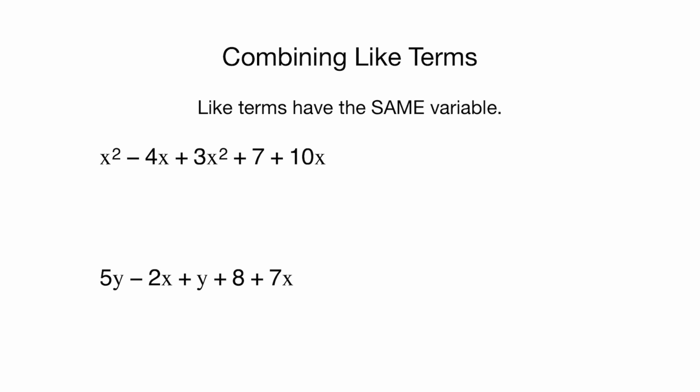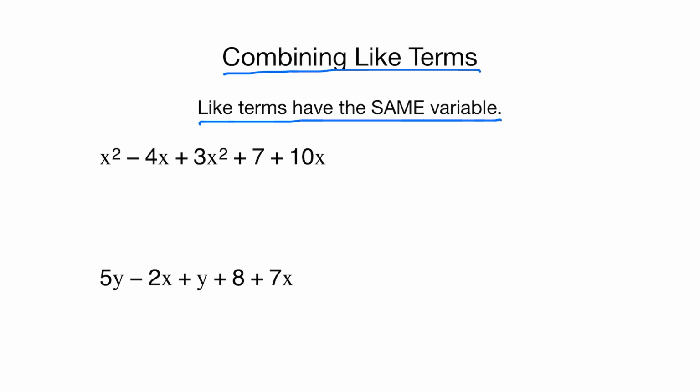In this video, we will discuss combining like terms. Like terms have the same variable raised to the same power. Okay, we've got a couple of examples here. Our first example is an expression: x squared minus 4x plus 3x squared plus 7 plus 10x.